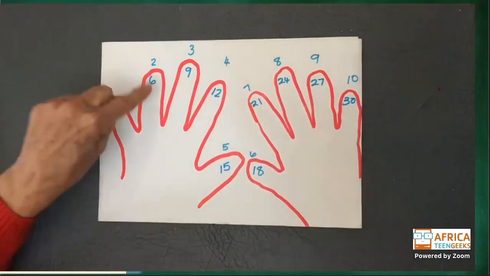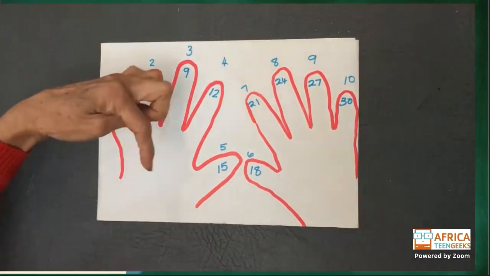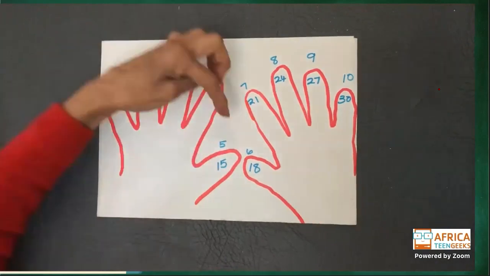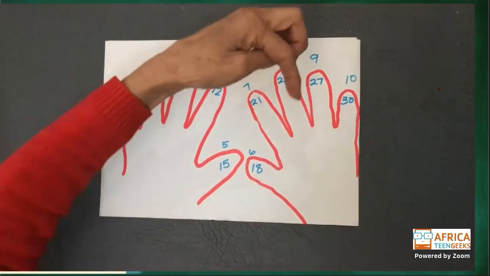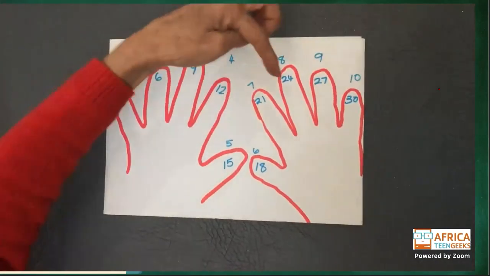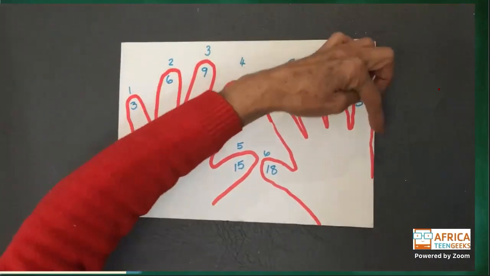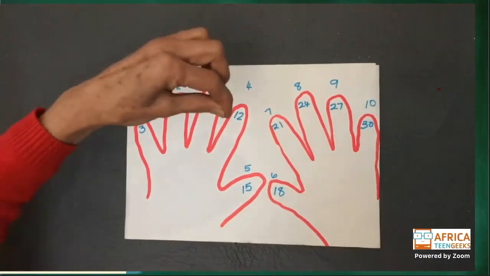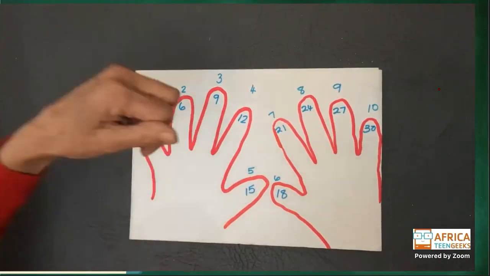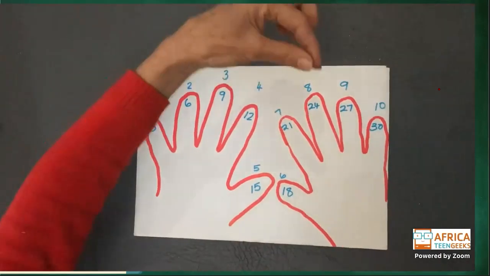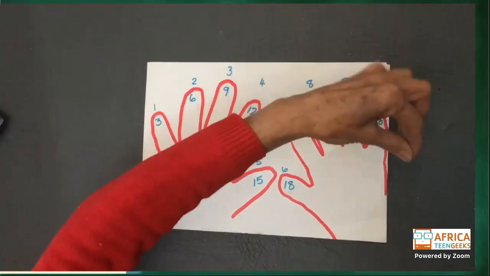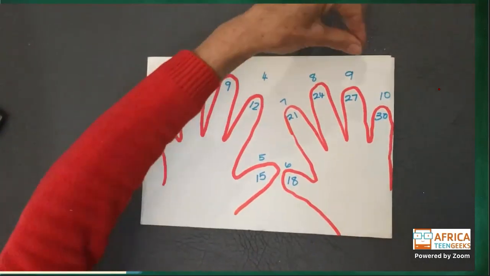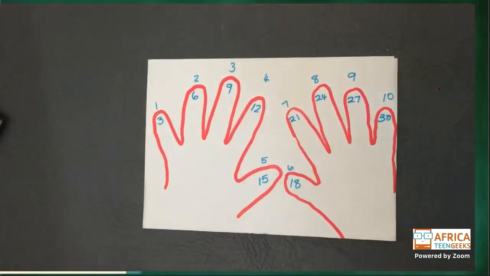3, 6, 9, 12, 15, 18, 21, 24, 27, 30. 21, 24, 27, 30. Let's do it again. 3, 6, 9, 12, 15, 18, 21, 24, 27, 30. 21, 24, 27, 30. That's our skip counting.